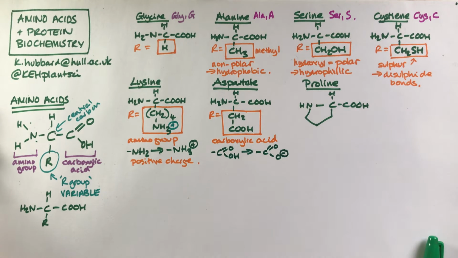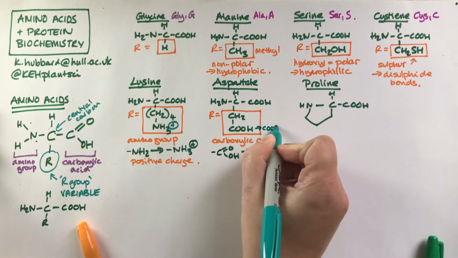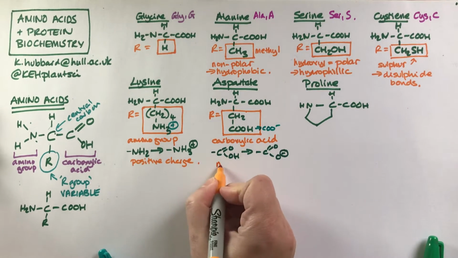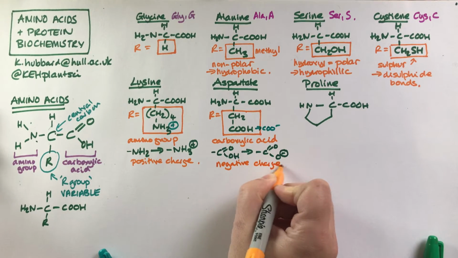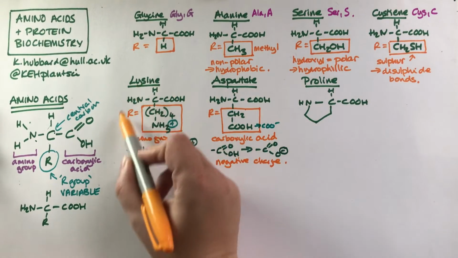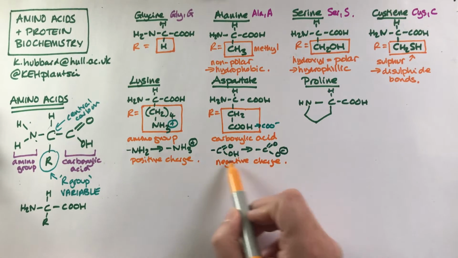So we've given up a proton. So actually, this becomes COO minus in solution, which means that we've got a negative charge because we've lost a proton. So if you had, in a protein, a lysine near to an aspartate, then they would be attracted to each other.